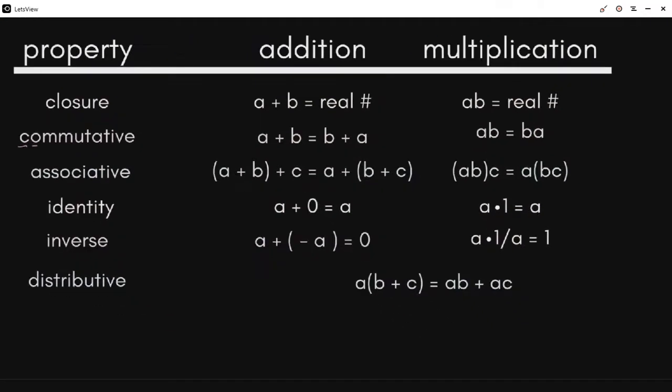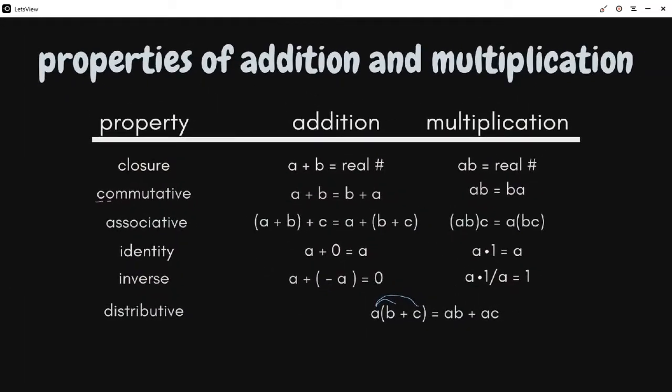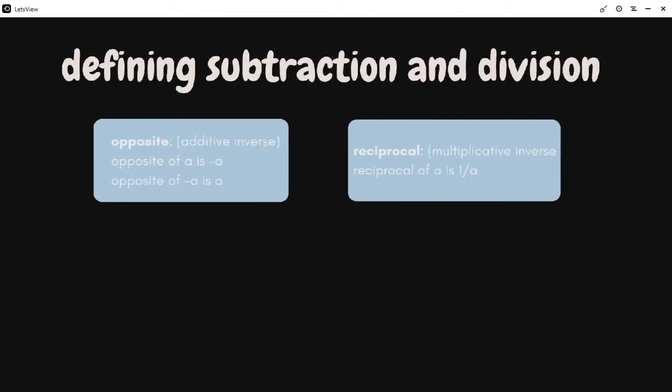Then for distributive, you would distribute the number or letter in the front to both terms, and then you'll multiply. So a times b plus a times c. So the opposite, which is the additive inverse, that just means if you have a positive number, the opposite would be a negative. And the reciprocal is the multiplicative inverse. So the reciprocal of a would be 1 over a. You're kind of just flipping the fraction.